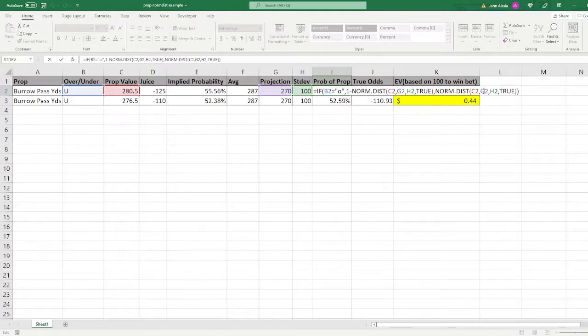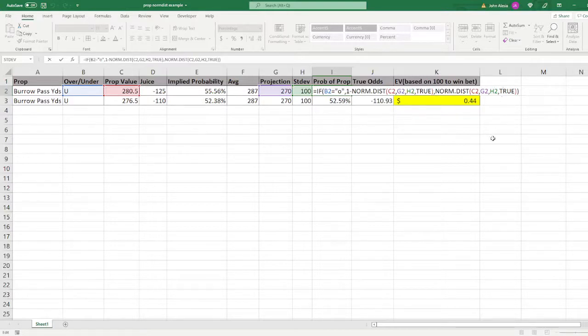All right, G2 is the mean, and the mean is not going to be the average, but your projection, right? So your projection is going to be the mean because on average, that's what you think Joe Burrow throws for in this particular game. So that's your mean. And then you've got your standard deviation, H2, right? Right here, we know that's 100 yards is the standard deviation for a Burrow game.